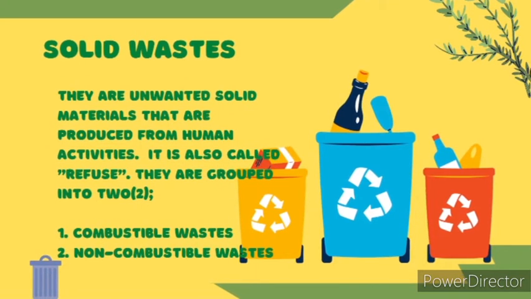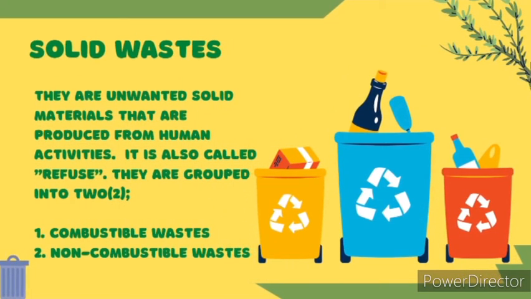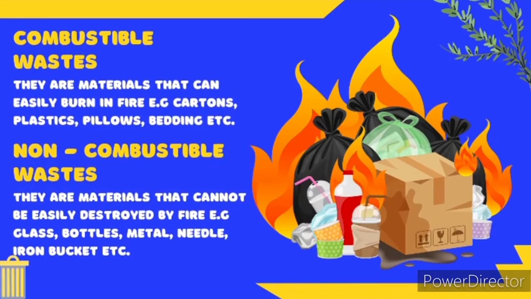They are unwanted solid materials that are produced from human activities. When you say something is solid, it means it's hard. It is not in liquid form. And another name for solid waste is refuse. What is another name for solid waste? Refuse. And this solid waste can be grouped into two. Into how many? Into two. We have combustible waste and non-combustible waste.